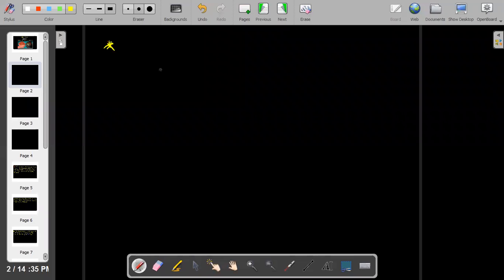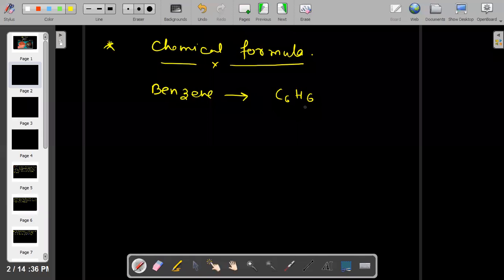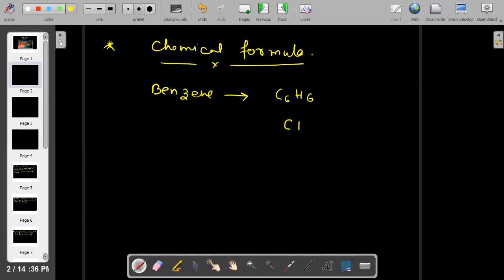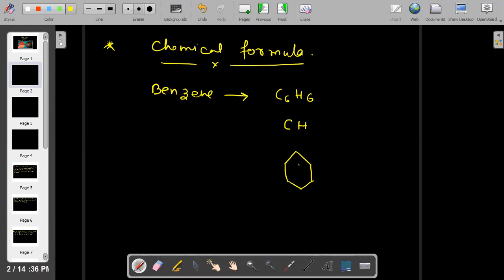Listen. Chemical formula. Okay. Suppose if anyone asks you what is the formula of benzene. Have you heard the name of benzene? Suppose if anyone asks you what is the formula of benzene, you will say C6H6. Now, how many times carbon? 6 times. How many times hydrogen? 6 times. What is the simple ratio? When we divide them, the simple ratio will be CH. And if anyone asks you to draw the structure of benzene, you will draw like this. Suppose this is the structure of benzene.